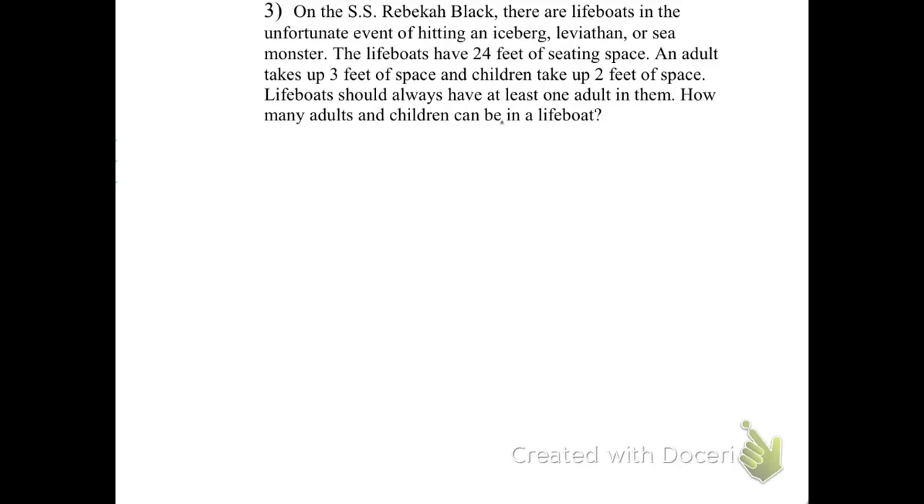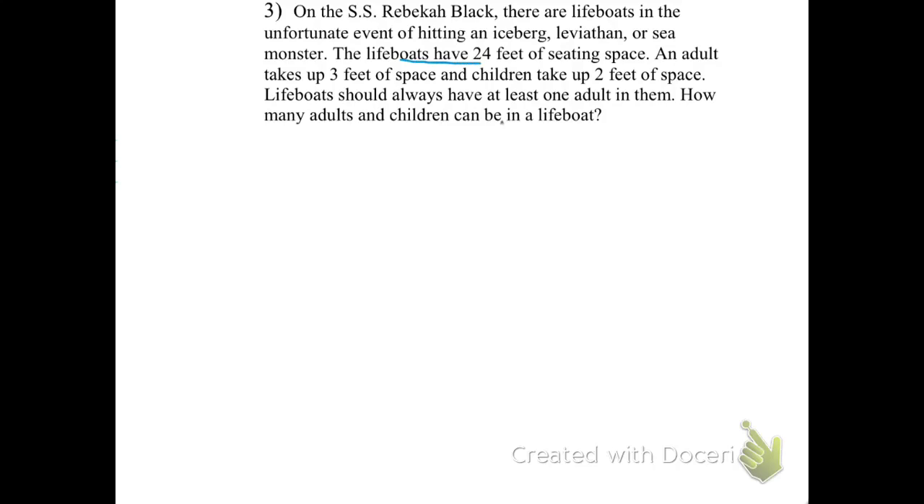Okay, and it says that lifeboats should always have at least one adult in them, right? Can you imagine having a bunch of kids rowing a lifeboat? Anyway, we have to write down inequalities that describe the situation, and then use those inequalities to graph it. So look for requirements and look for restrictions.